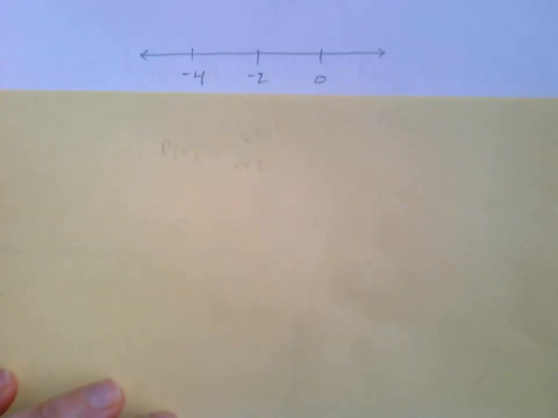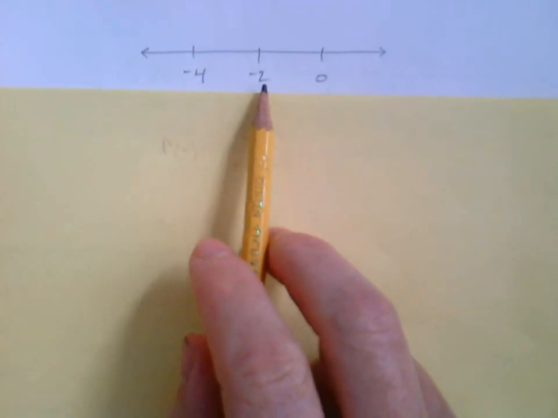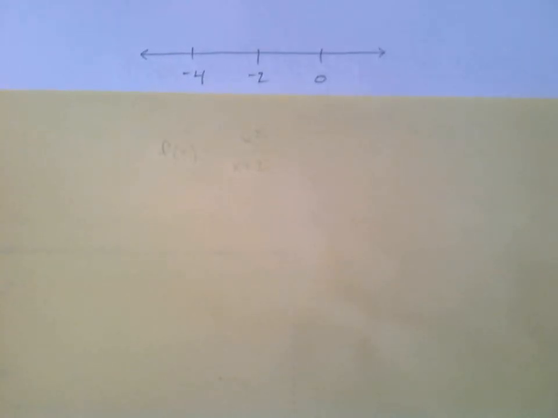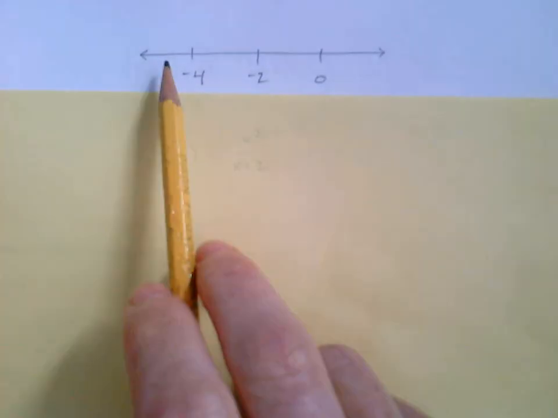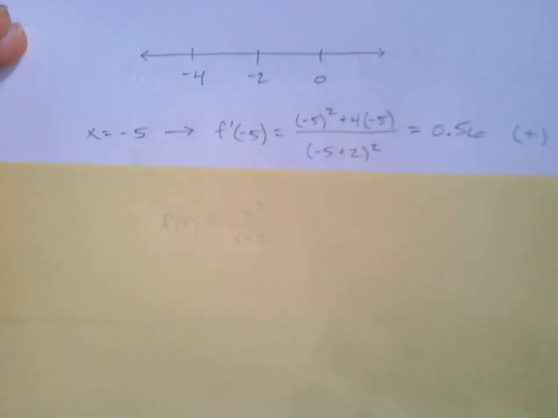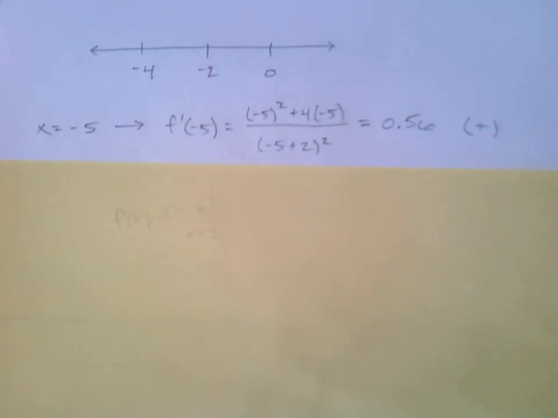So on the next page, I'm going to put those on the domain line. If you remember, the domain is everything except -2, although -2 came out in our criticals anyway. So we've got -4, -2, 0 all marked, making 4 intervals across our domain. So we'll pick a value from each of these intervals and test them in the first derivative. And that will tell us where our original function is increasing or decreasing.